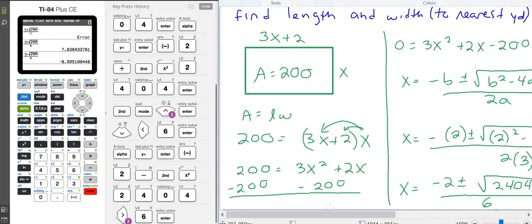So let's go back to the question. For the width, we had x is equal to 8 yards. But now we also have to find what is the length. So we're going to plug in wherever we see an x, we're going to plug in 8. So 3 times 8 plus 2. 3 times 8 is 24, plus 2 is 26. This is 26 yards. The length of the garden is going to be 26 yards. The dimensions of the garden is going to be 8 yards by 26 yards.